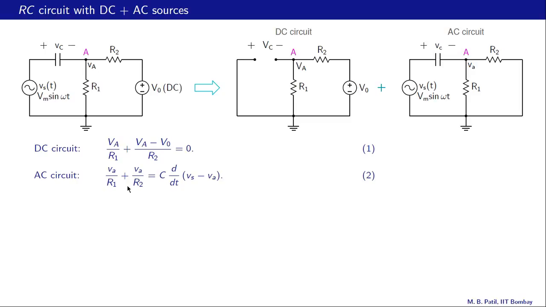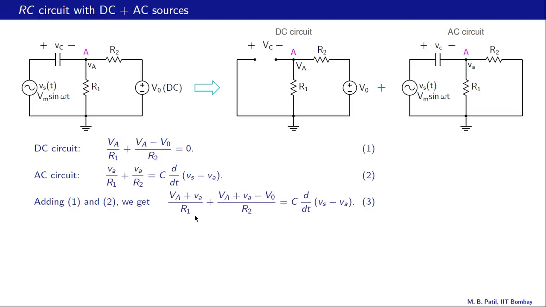For the AC circuit, we have small v sub small a divided by R1, that current, plus small v sub small a divided by R2. So that is the sum of those two currents, that current and that current. And let's remember that this quantity is a sinusoidally varying quantity and it has no constant in it. Now the addition of these two currents must be equal to the capacitor current, and that is given by C d/dt (Vs minus Va). So that is the equation we get for the AC circuit.